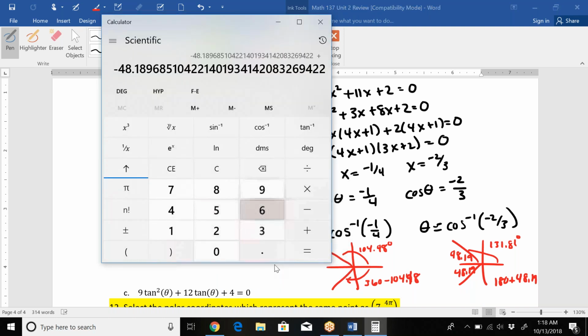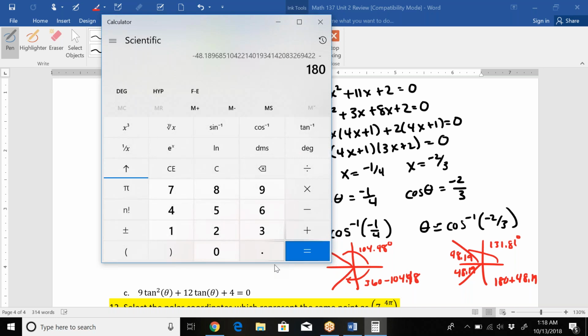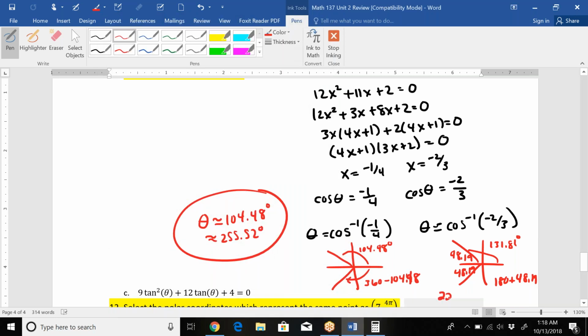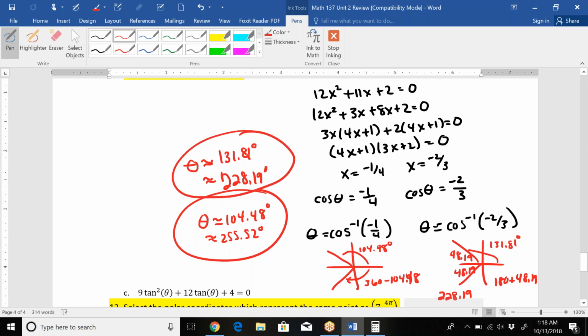So plus, actually let me just minus since I'm already negative. The 180, so I know this is giving me a negative angle, but I'm adding it. So 228.19. Okay, so my angles are also 131.81 degrees and 228.19.